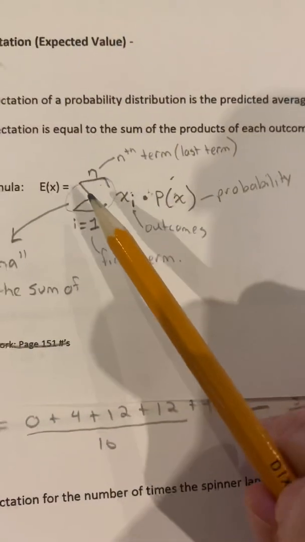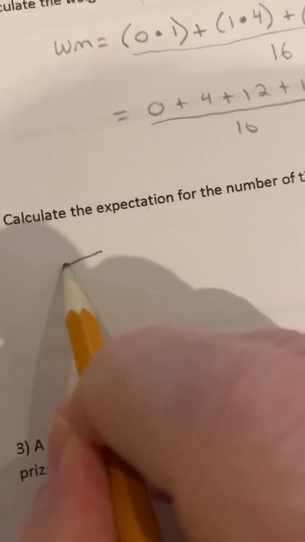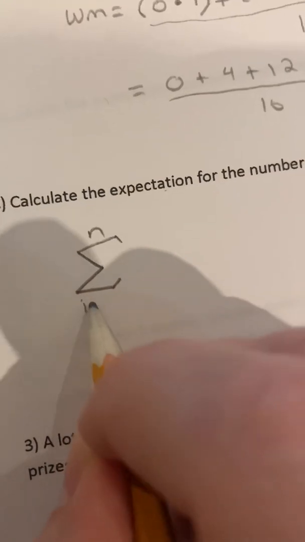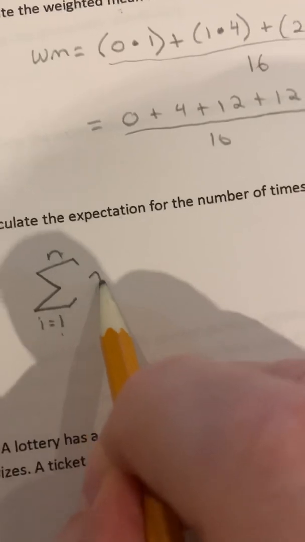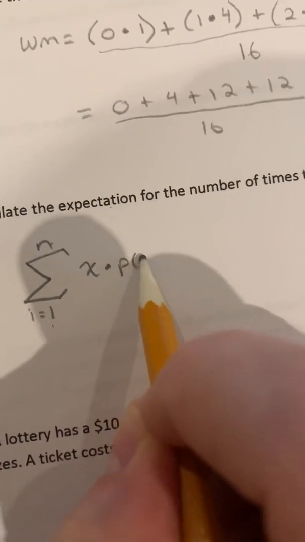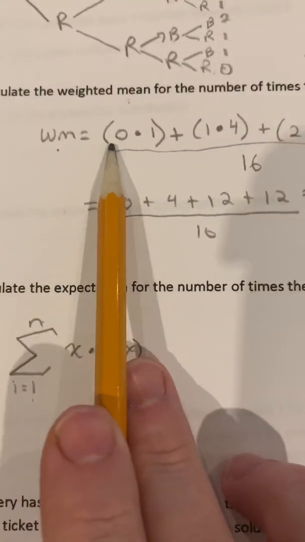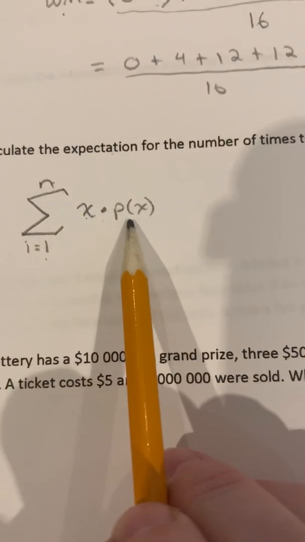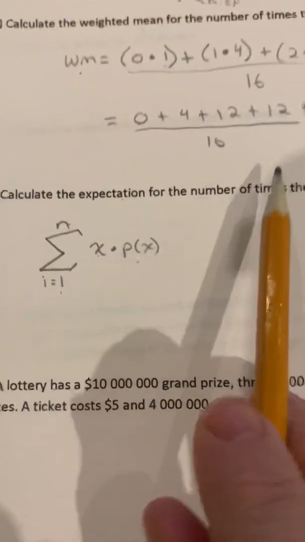Okay, so just a reminder, the expectation formula is this one here. So we're going from the first term to the last term. So we're taking each outcome and multiplying it by its probability. It's very similar to what we did with the weighted mean, which is the outcome times its frequency. This one, we're doing the outcome times the probability. And remember, this symbol here, sigma, represents adding.